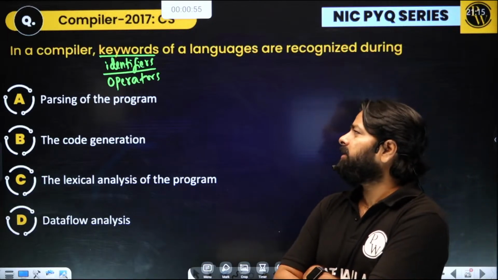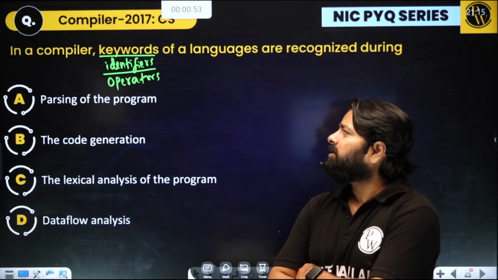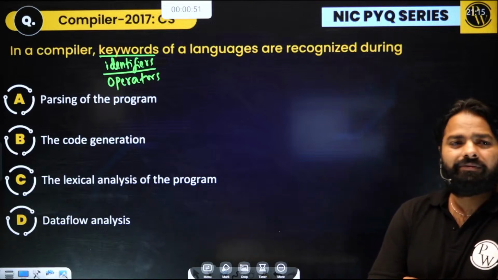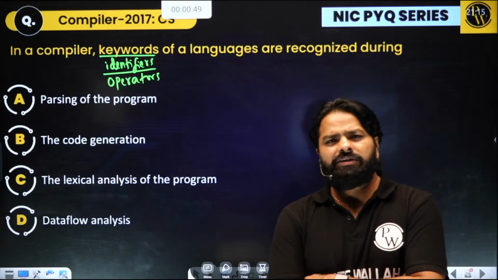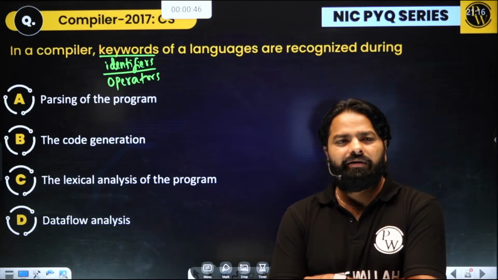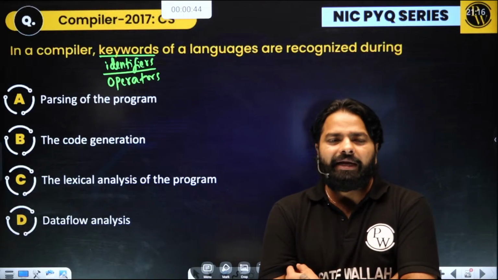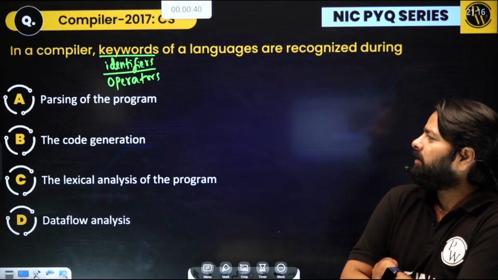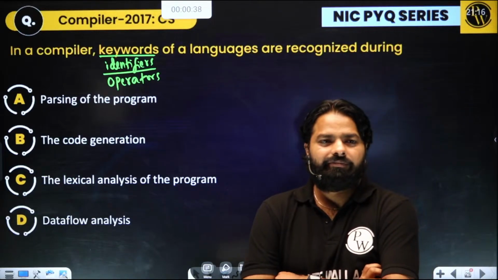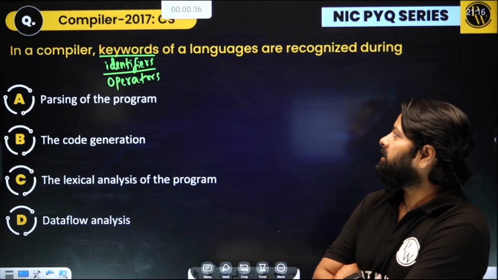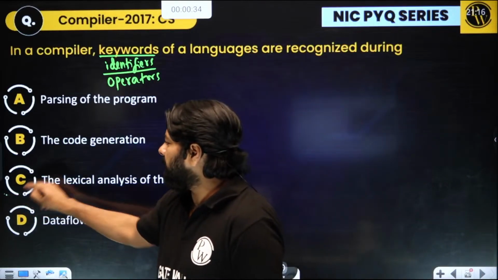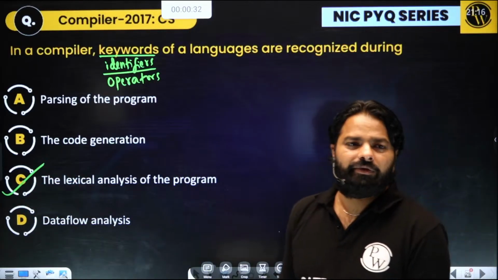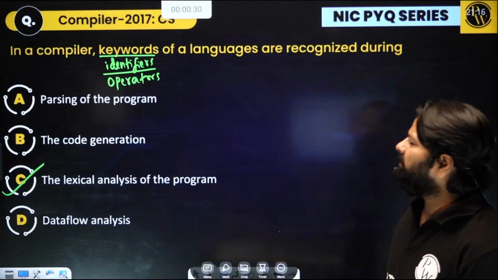In which phase will you recognize this kind of strings? The first phase of the compiler, the starting phase, you will group the characters and identify them. Exactly, the C is the right answer, right? Lexical analysis of the program. It takes not much time.